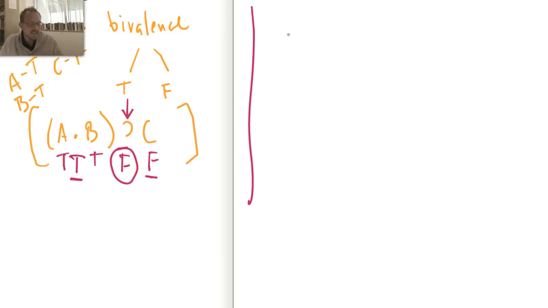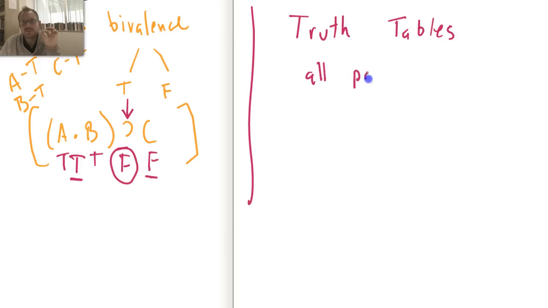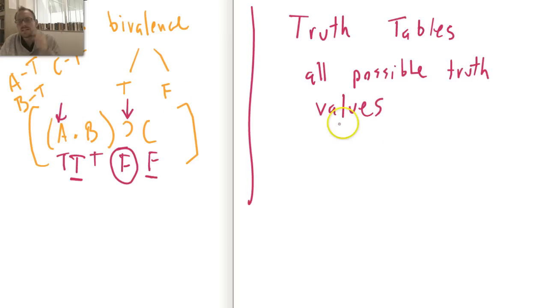And so what we're going to see today is truth tables. What truth tables allow us to do is calculate all possible truth values, so we don't actually have to know whether a specific proposition, like this A for instance, is true or false. We can calculate all possible truth values. And then looking at all possible truth values, we can classify specific types of statements.